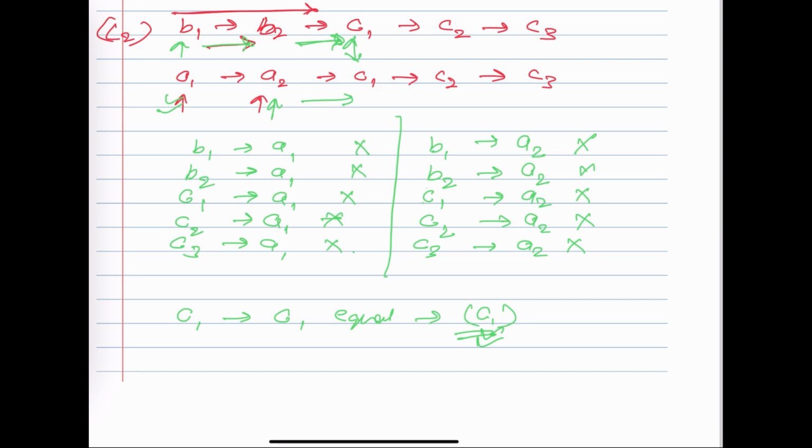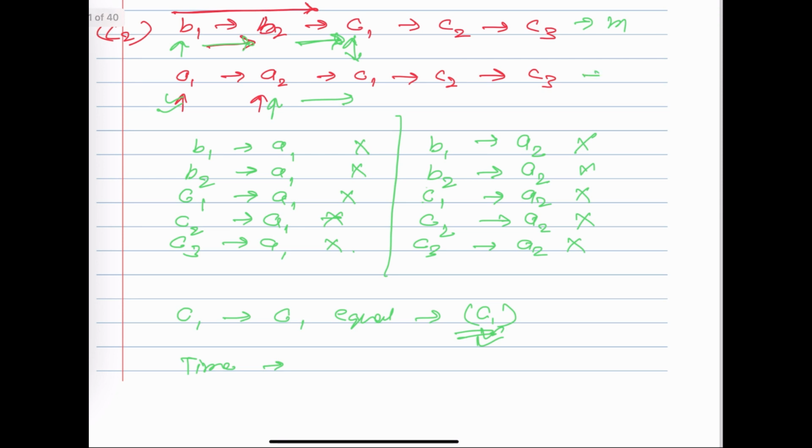as the intersection point. So this is one approach, but the problem with this approach is the time complexity. If this is of length m and this is of length n, the time complexity of this approach will be m cross n, which is of course not efficient. So how can we optimize this approach?